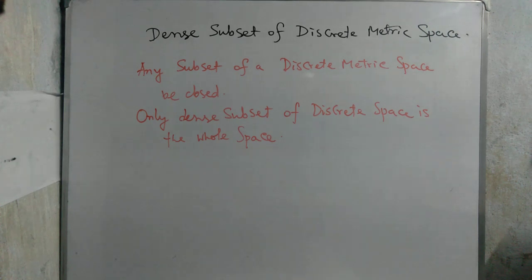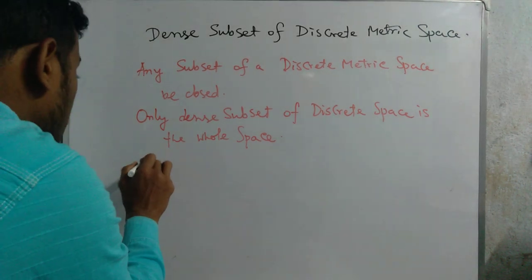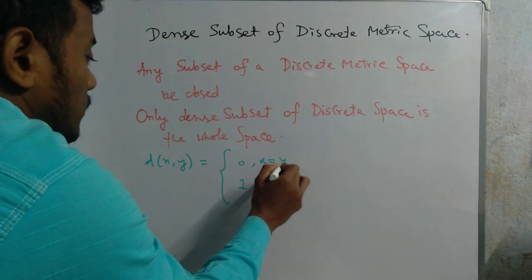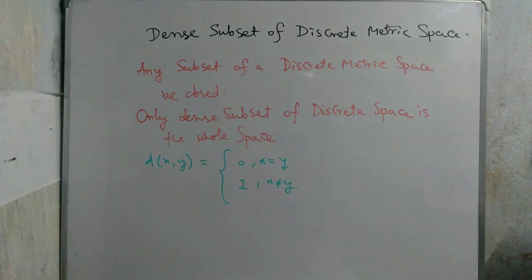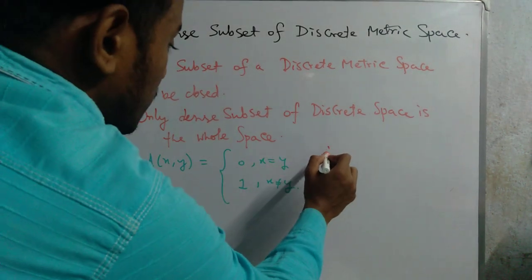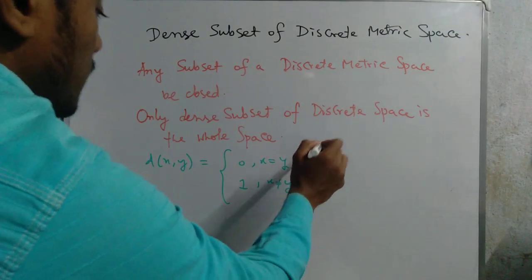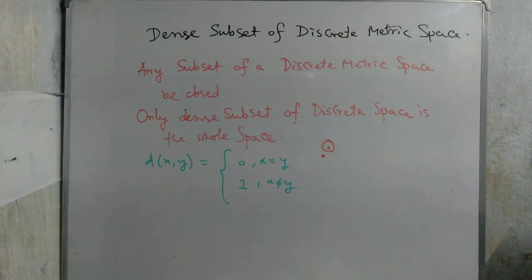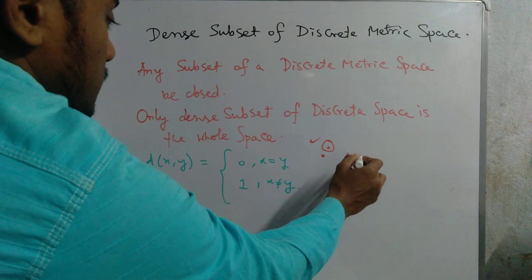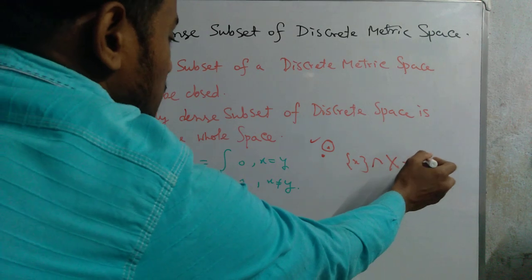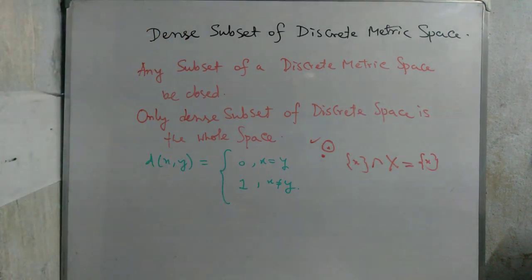Why do we know this so simply? The discrete metric is defined as d(x,y) equal to 0 when x equals y, and 1 when x is not equal to y. If two distinct points are given, then their distance is 1. Then we take a neighborhood of radius r less than 1. If r is less than 1, then this ball is just the singleton {x}. This neighborhood intersected with the space is obviously just the singleton, nothing more.